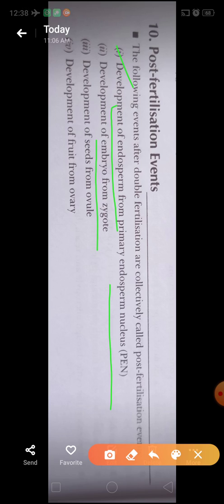So children, one of the most important points of this chapter is that the seeds develop from the ovule, and the fruits are formed from the ovary. Okay, this may be asked in the exam. So children, this is about angiosperms that we have discussed.